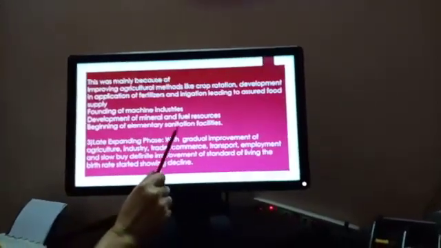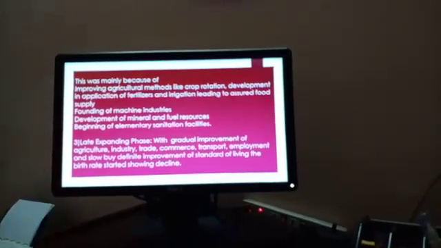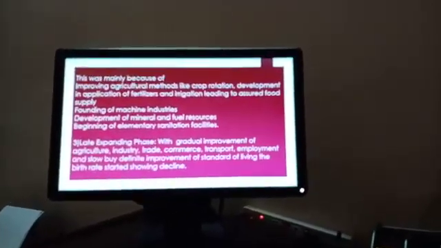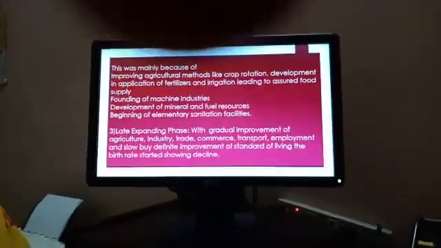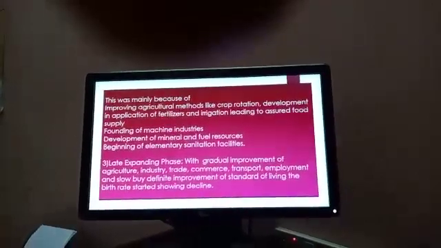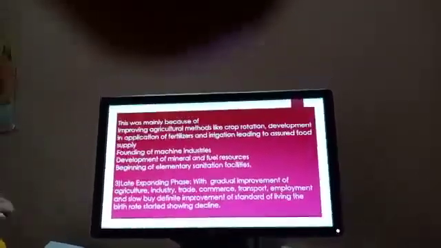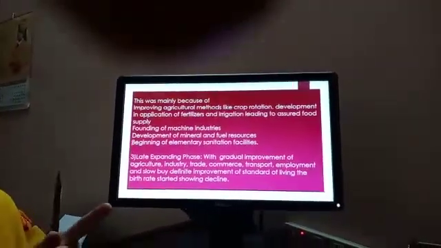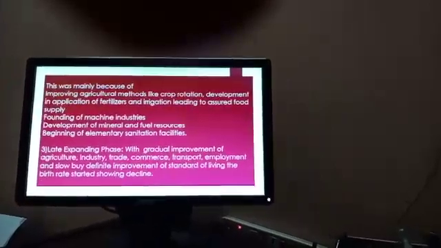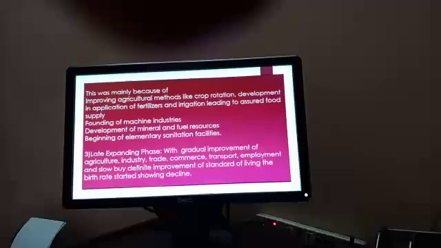Beginning of elementary sanitation facilities. This stage also saw the emergence of public sanitation facilities. This is another contributory factor for controlling the death rate. The death rate fell and it was not as high as it was in the previous stage. The birth rate also fell, but marginally. And what happened? The gap between the birth rate and the death rate started expanding, and hence the population started expanding.